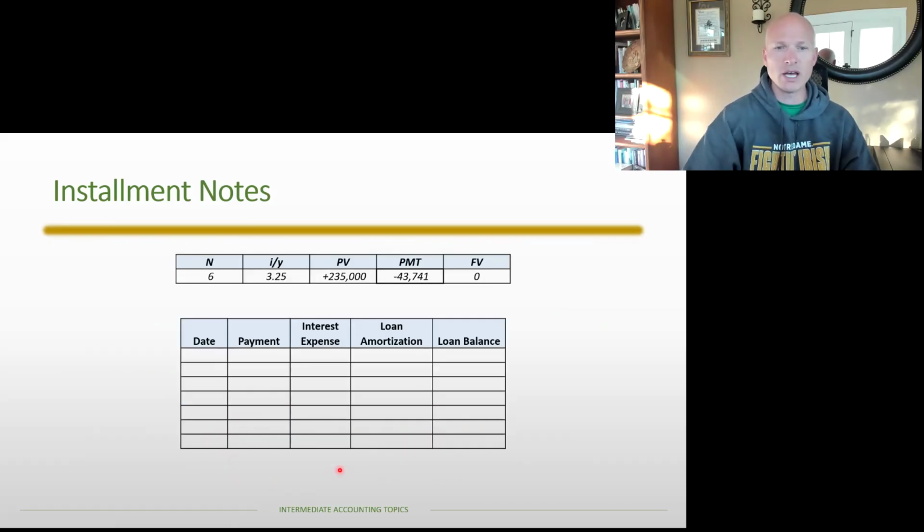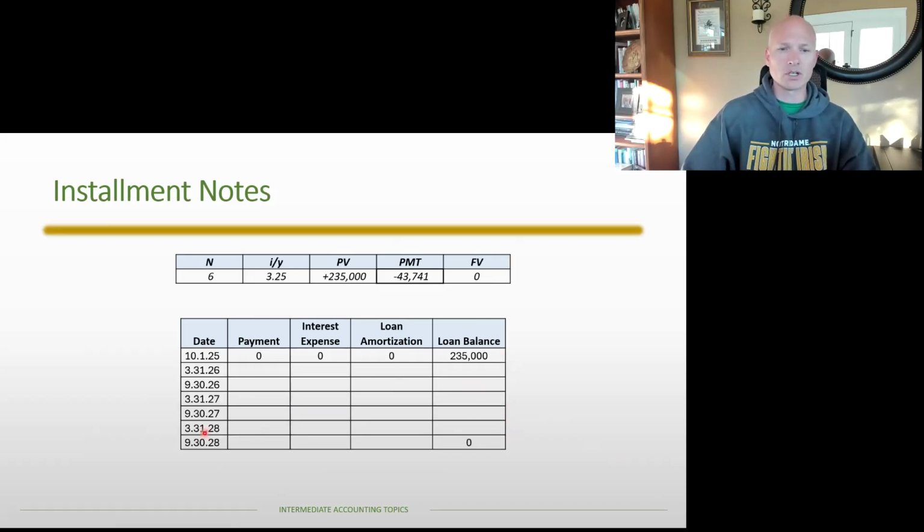Again, we use that TVM. We're just taking the TVM from up here, and now we're applying it to a slightly different amortization schedule. So notice that the first three columns are the same. And now the amortization is not amortization of a premium or a discount. It's the loan amortization. And then the loan balance is still out here to the right. When we do that, we can see initially we start with 235,000, and by the end of the life of this loan, it will go down to zero. Again, we're fully amortizing the loan.